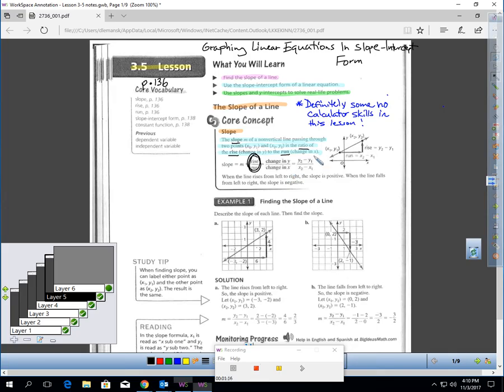Now there is a little formula for that right here. Slope always equals y sub 2 minus y sub 1 over x sub 2 minus x sub 1. We'll talk about that more in a little bit.